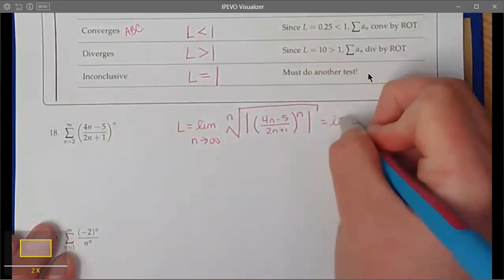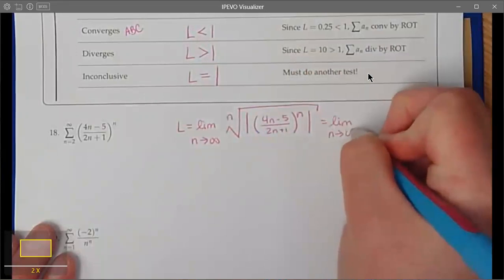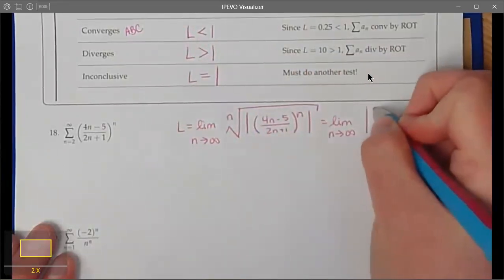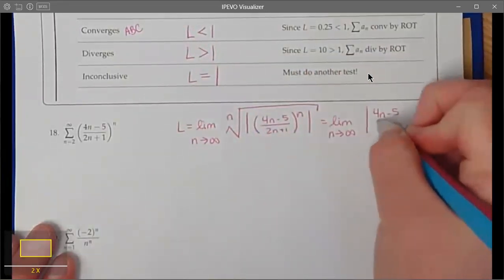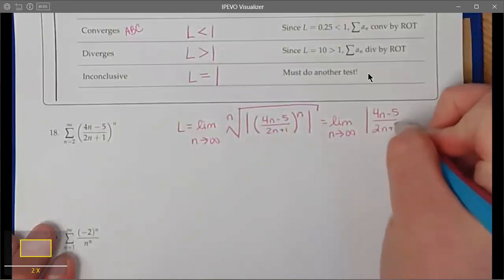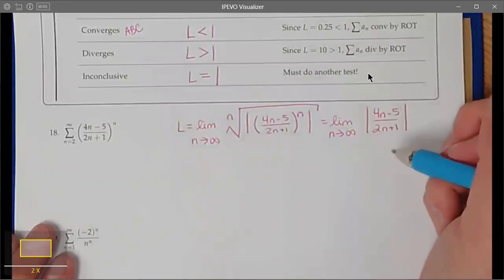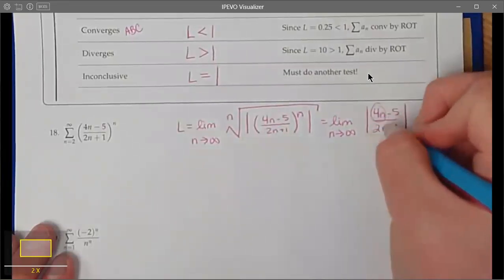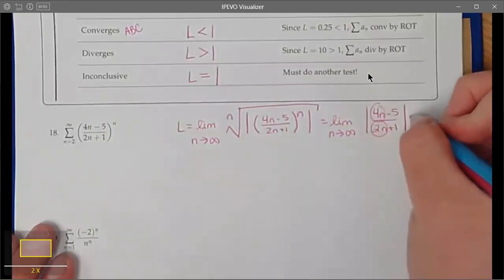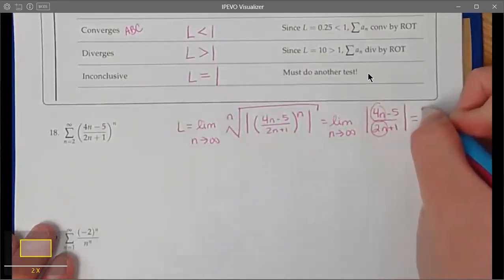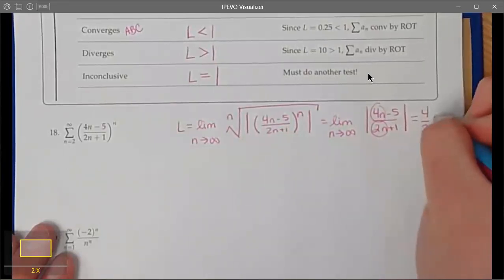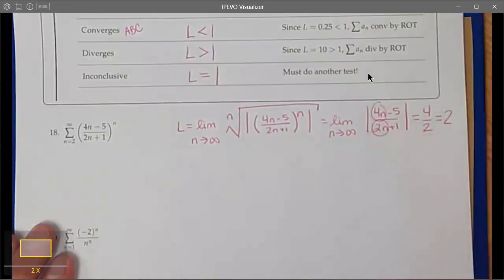So this will give me the limit as n goes to infinity of the absolute value of (4n minus 5) over (2n plus 1). And as n goes to infinity, I have a polynomial over a polynomial, so I'll take my leading terms in the numerator and denominator. This is equal to 4 over 2, which means that this limit is equal to 2.